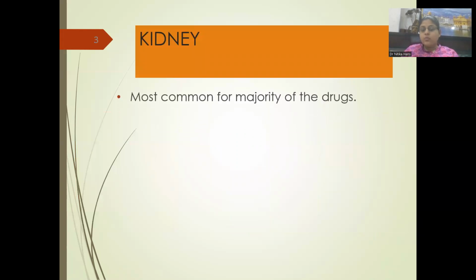Now, kidney is the most common organ of excretion for the majority of the drugs. And what it excretes: it excretes inactive water-soluble substances. First of all, I want to discuss what is excretion and what is elimination. Elimination is metabolism and excretion. It is a process by which the drug gets inactivated in our body and then is excreted out. That is elimination. And the removal of inactive water-soluble substances from our body is excretion.